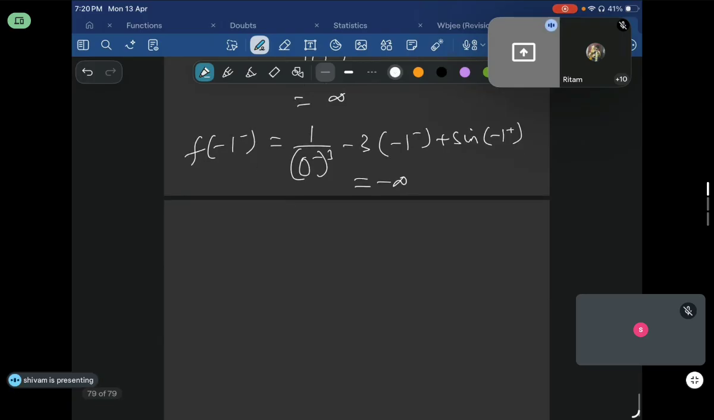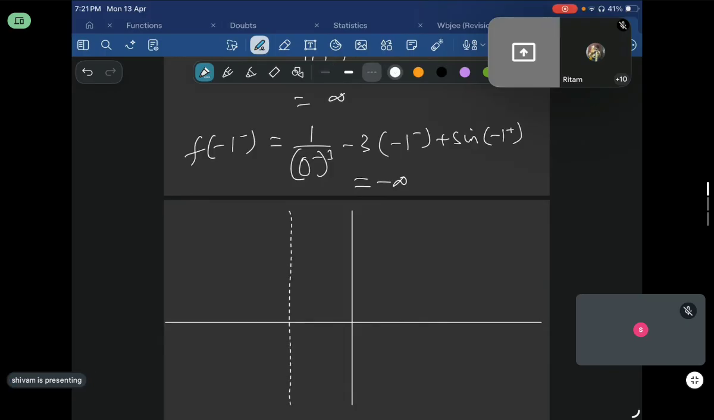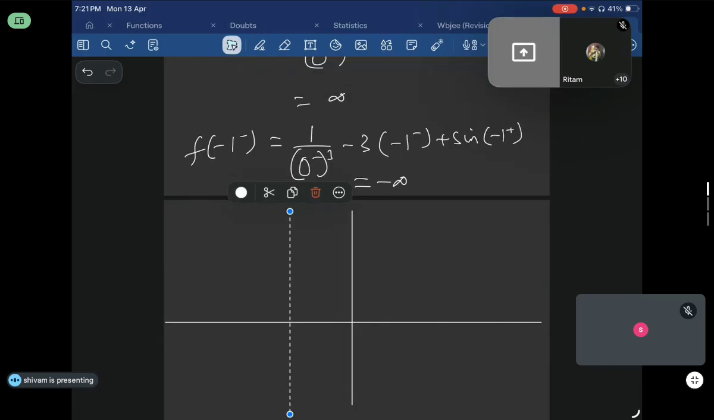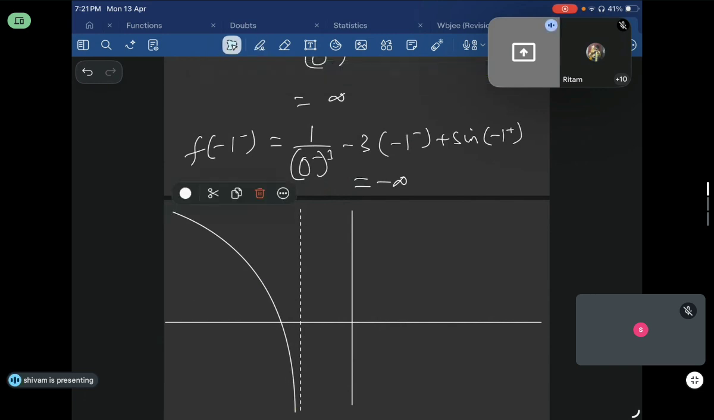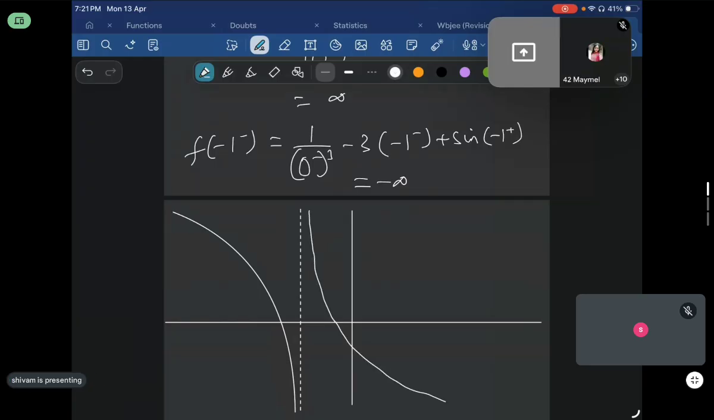So how will the graph look like? The graph will look somewhat like this. x equal to -1 will be the vertical asymptote, and the function is always decreasing. So this is how the graph is going to look like. Tell me, Memel, Onrini, Devang, Devatri, Abhipsha, are people getting? Yes or no? Yes, sir.